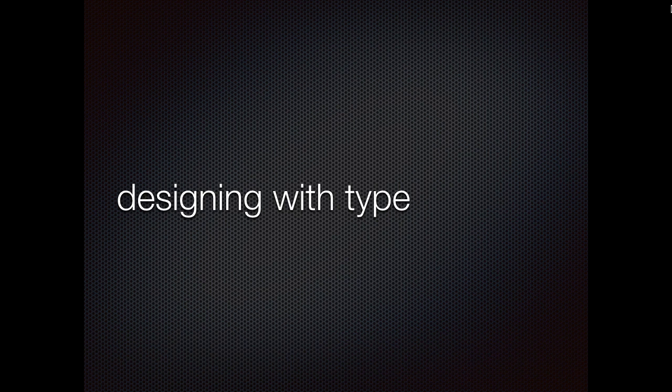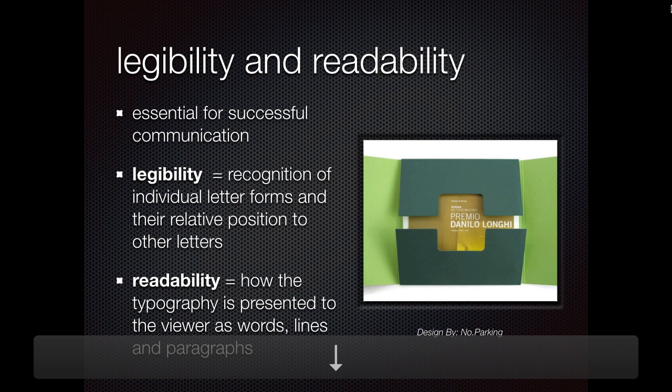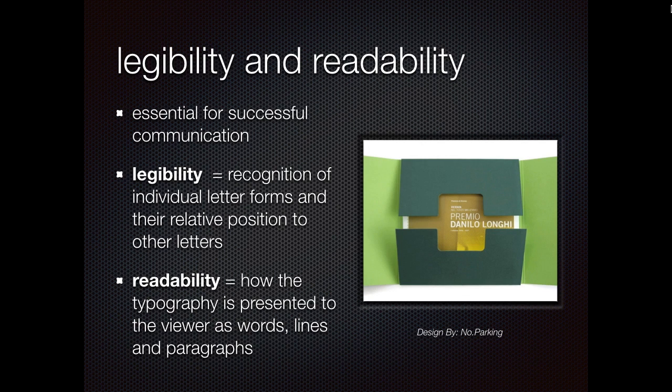So as we move on to designing with type, there's a variety of factors that we want to kind of think through as we work through this. We want to focus on legibility and readability, right, if we want essential communication, right? If we want this to come across, legibility is the recognition of individual letter forms, right, and their relative position to other letters. Readability is how the typography is presented, right, as words, lines, and paragraphs.